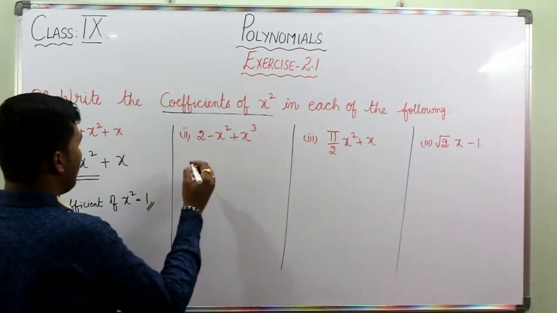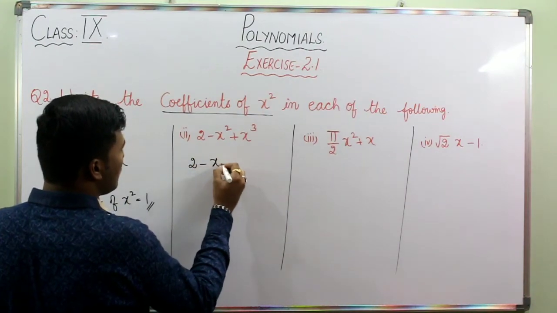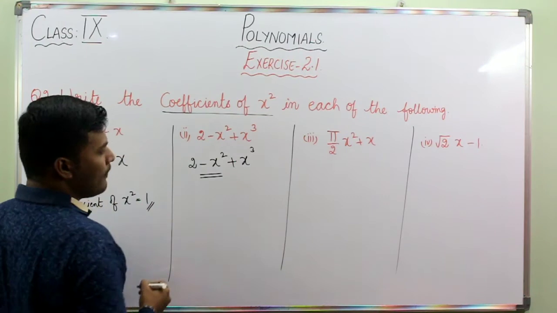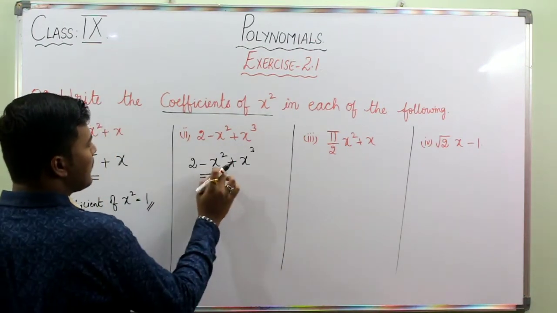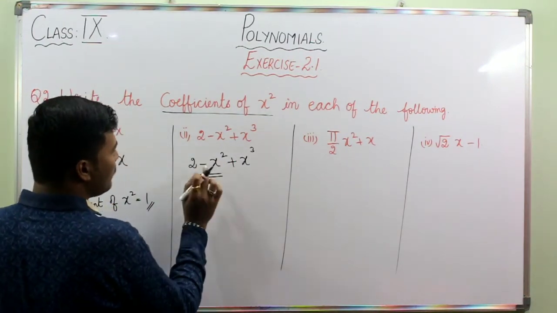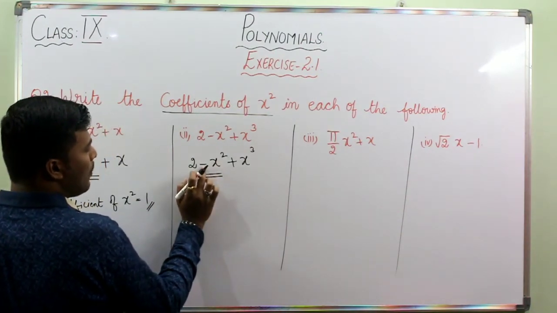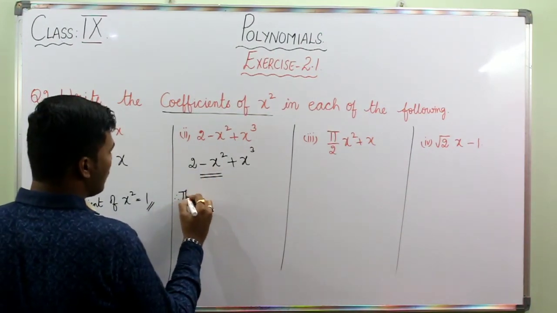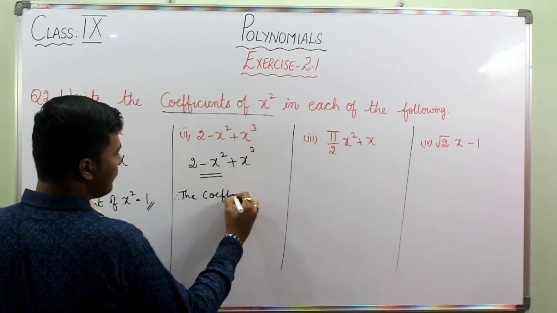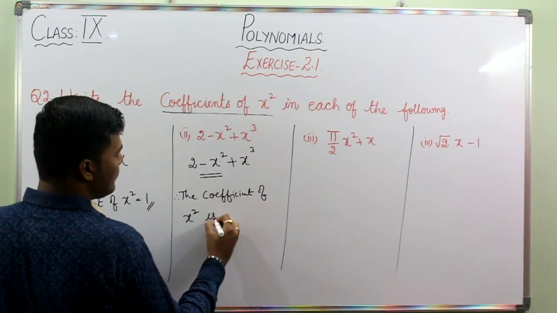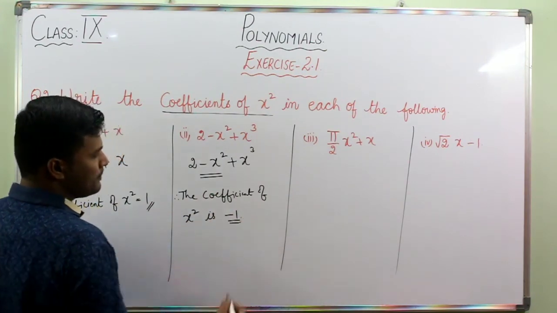Now in the second one, that is 2 minus x square plus x cube. First let us underline the x square term. Now the coefficient, as I told you already, should be taken along with the symbol. So the coefficient of x square is minus 1.